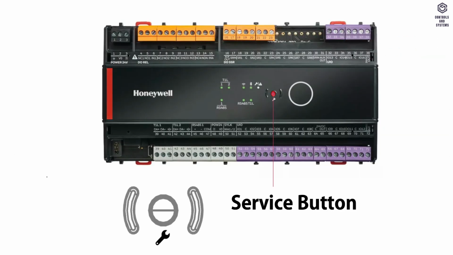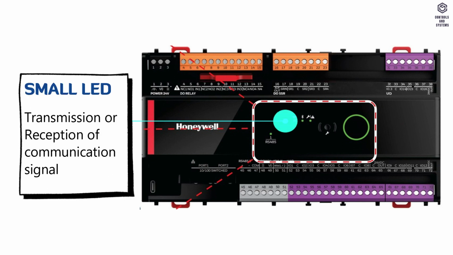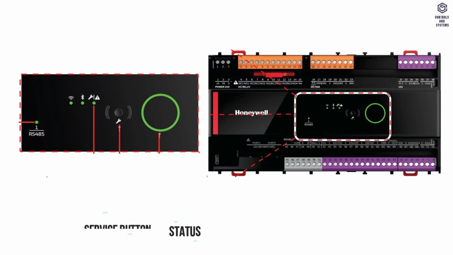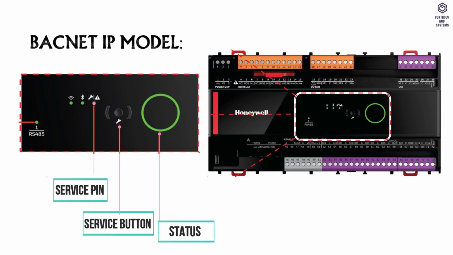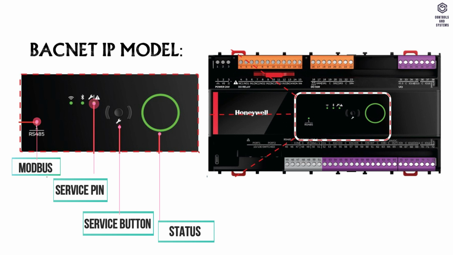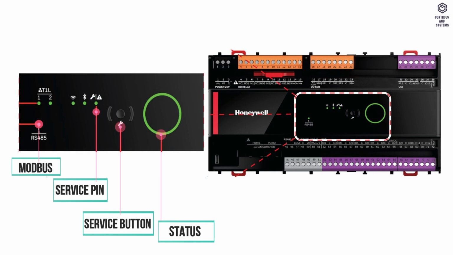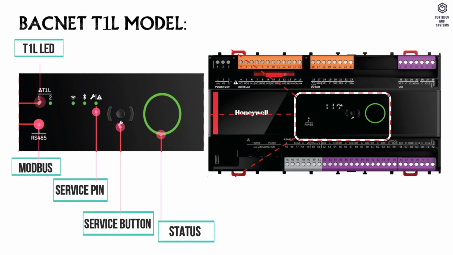This is the service button and controller LED. The small LED is for transmission or reception of communication signals. The large LED is for controller status. This is the service button LED. This is the service pin LED. In the BACnet IP model controller, this is the Modbus LED. In the BACnet MS/TP model controller, this is the MS/TP LED. In the BACnet T1L model controller, this is the T1L LED.